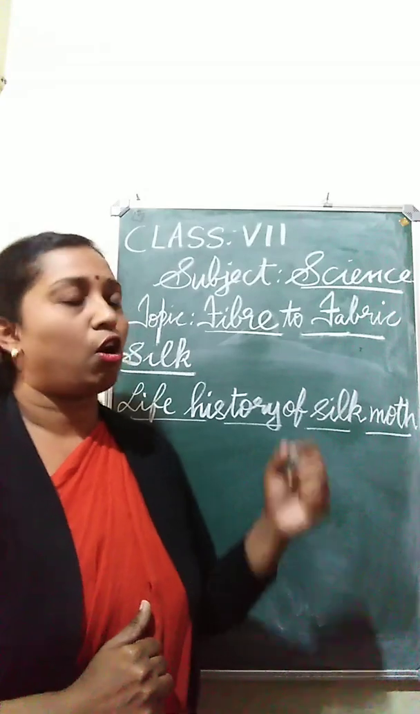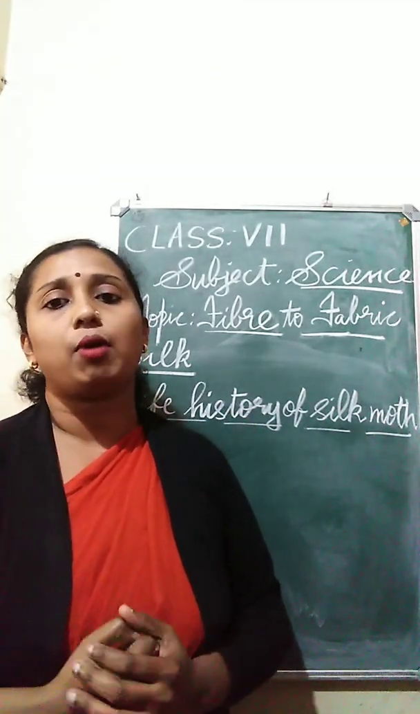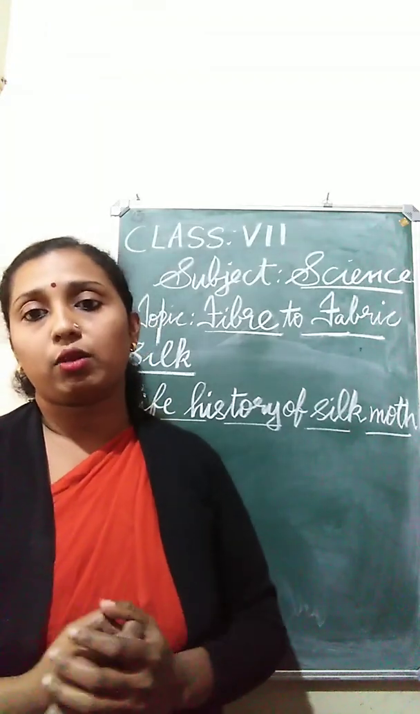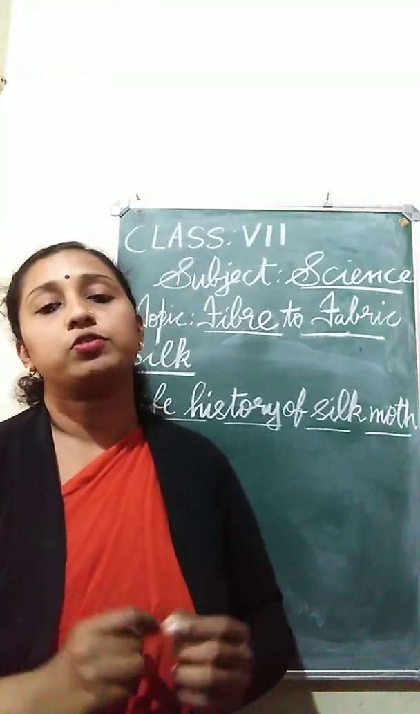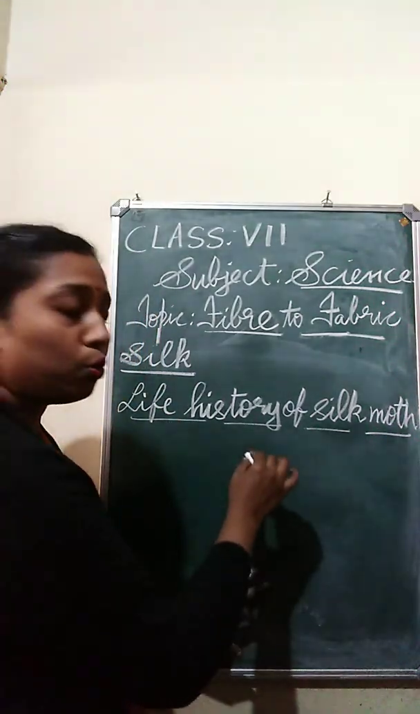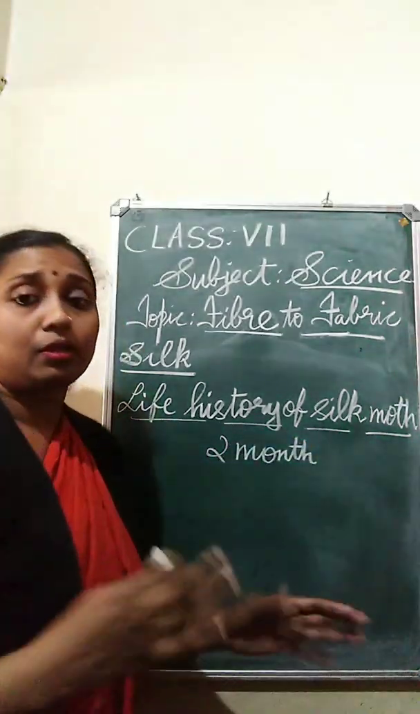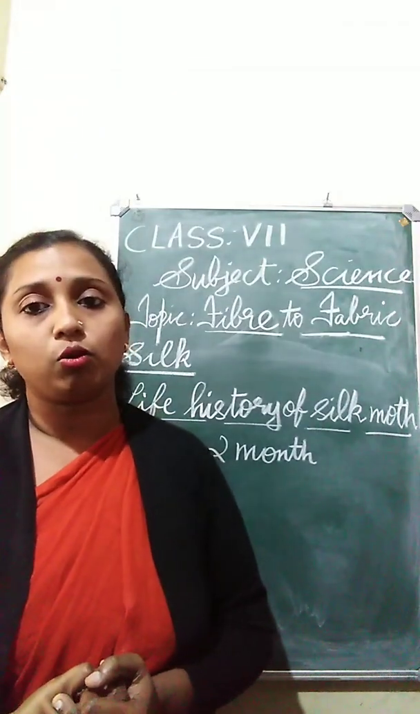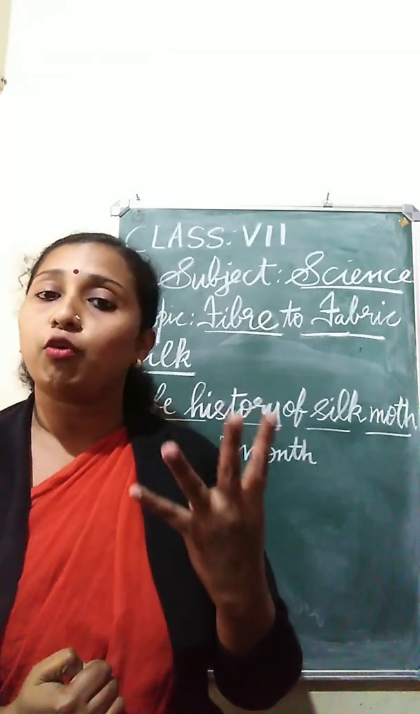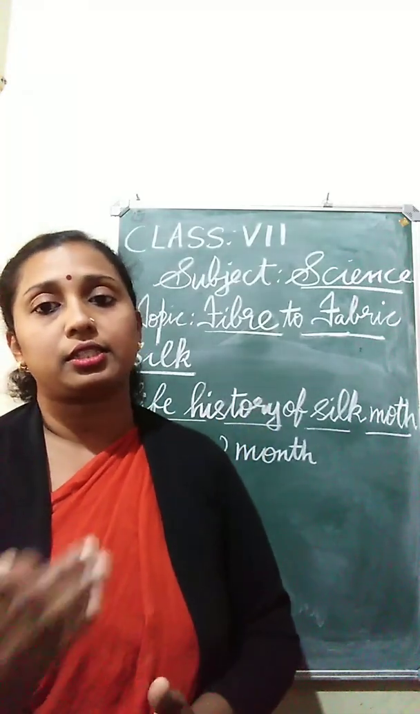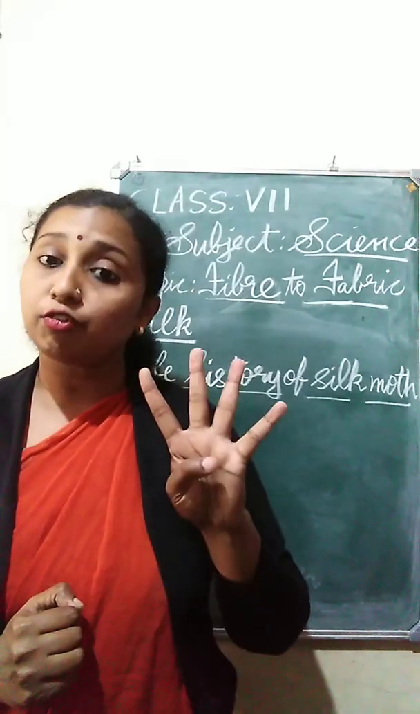The life history of silk moth. The lifespan of silk moth is only about 2 months. What do you mean by lifespan? Lifespan means the life period. So the life period of silk moth is only about 2 months. And the life cycle of silk moth has 4 stages. We will study each step one at a time.